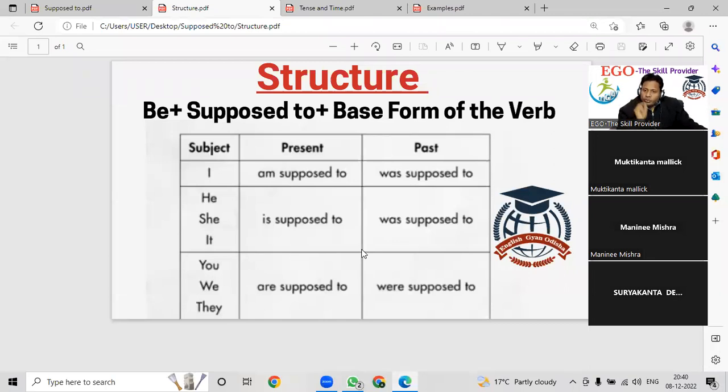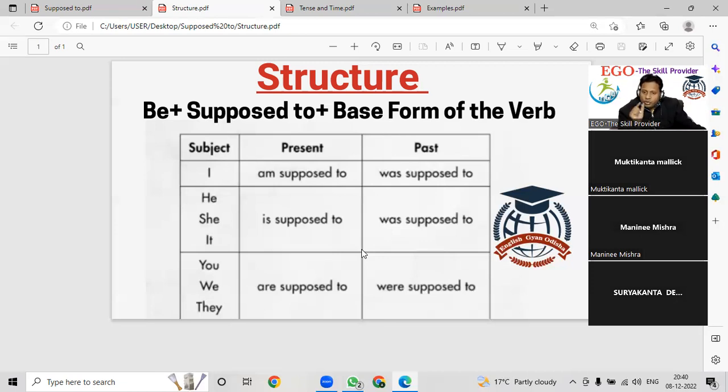It is always used with be verb. What is be verb? Be verb stands for is, are, was, were. Whereas is, are are called the present tense and was, were are called the past tense. Got it? So here we have something called be plus supposed to plus base form of the verb.